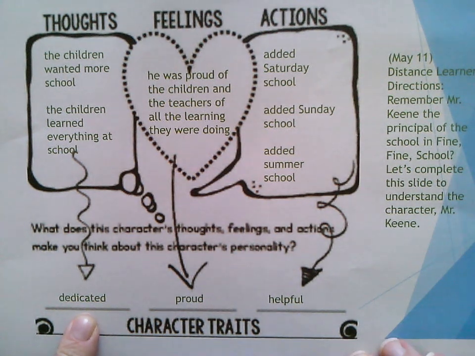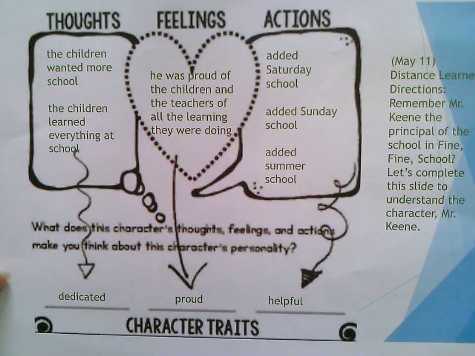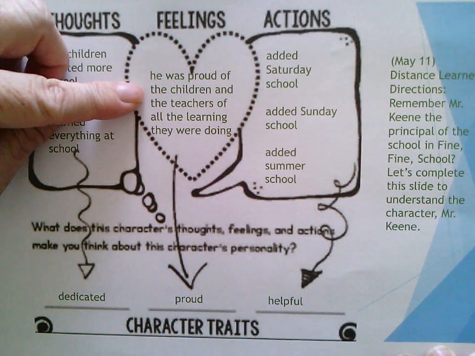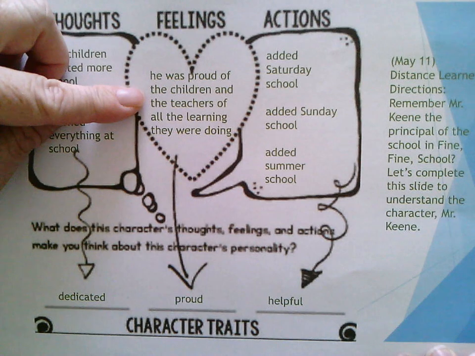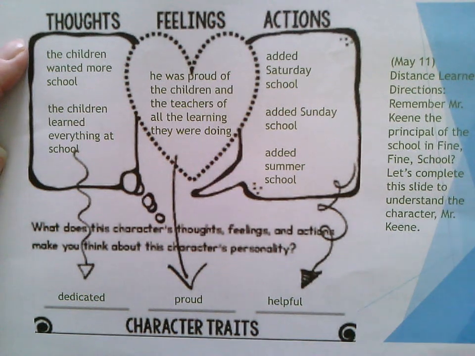He's dedicated to being a principal, to doing a good job as a principal. So a character trait could be that he was dedicated, and we would see him as a dedicated person to his job all through the story. Now, his feelings, if you remember, were that he was very proud of the children and teachers and of all the learning they did together. So another character trait we could say is that Mr. Keene was proud, a proud man of his school all school year long.